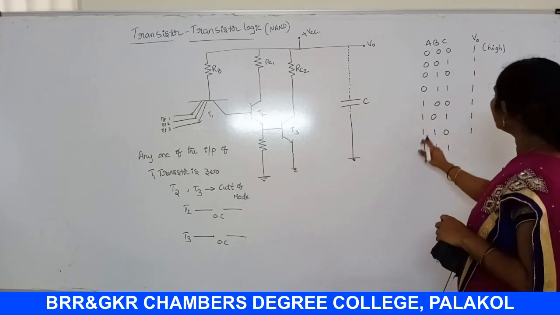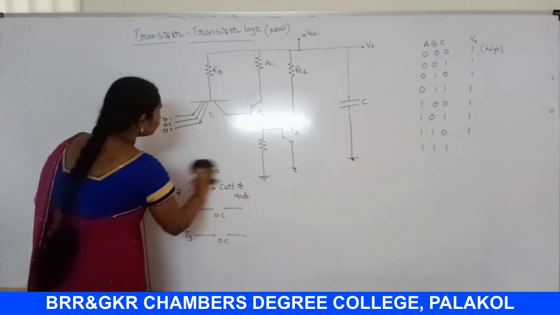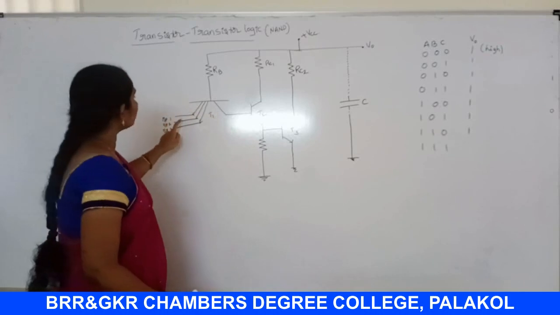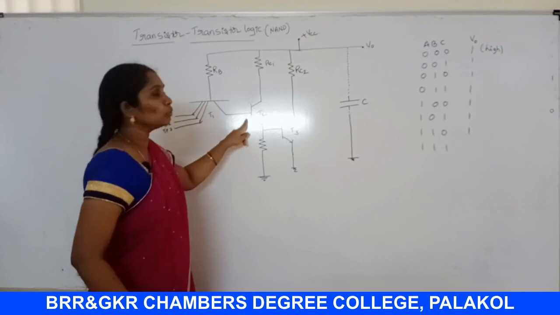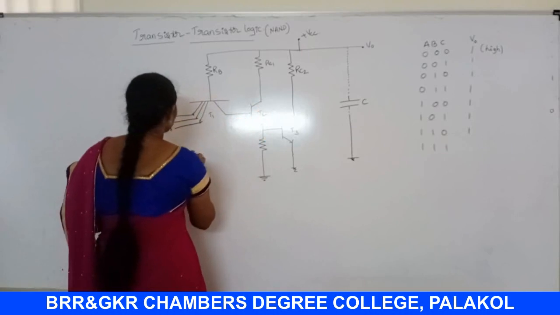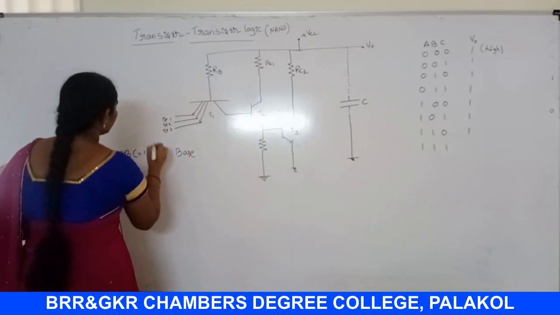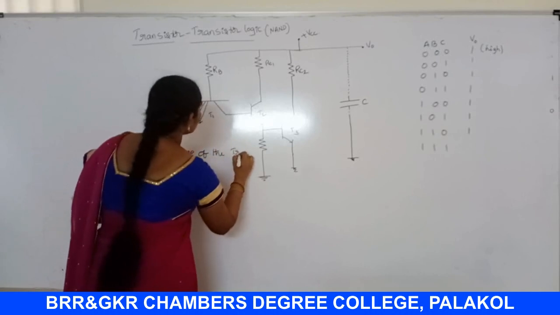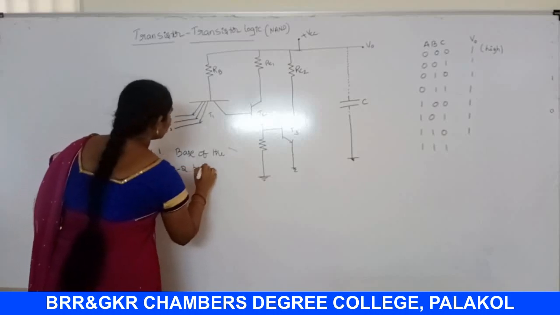Now we will see the case 111. When we apply three ones here, that means ABC is 1, 1, 1, the transistor provides high voltage to the base of the transistor T2. So the base of the transistor T2 has high voltage.